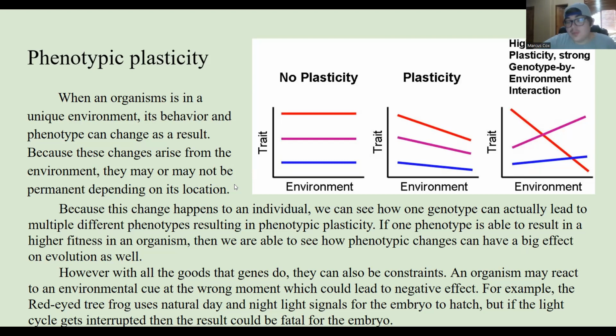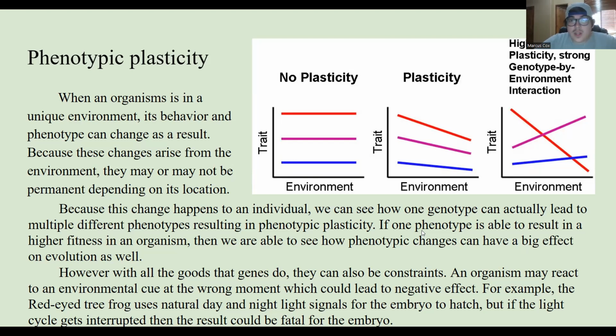Because higher fitness, to be able to produce more offspring, it's able to outcompete these other organisms. With all the good that genes do, though, there can be constraints. An organism may react to an environmental cue at the wrong time or a bad moment, which could lead to a negative effect. In this example, we look at the red-eyed tree frog.